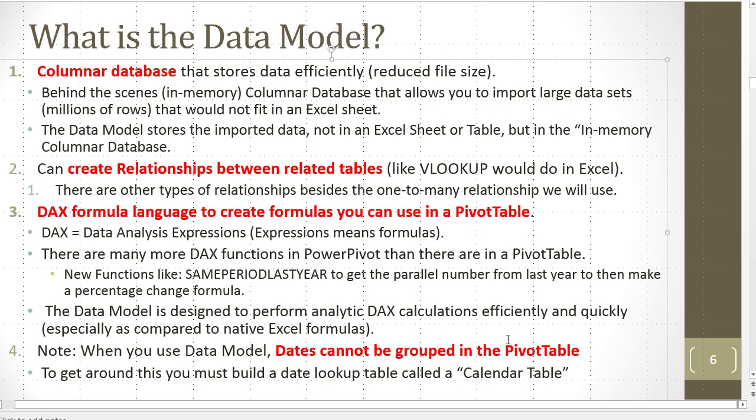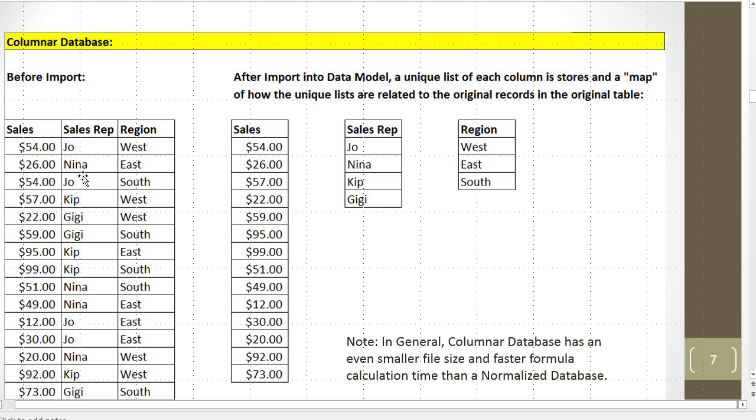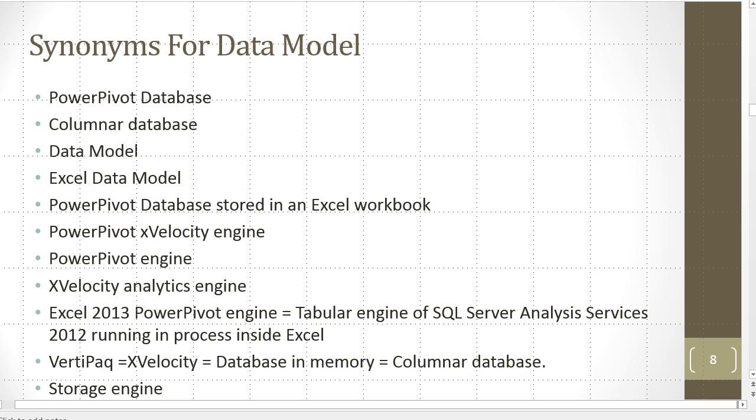Dates cannot be grouped in a pivot table. So we're going to get around that by building a calendar table. And all it will be is a type of lookup table where we look up the actual month name or day name or quarter name or something like that. Now, on the next sheet, the columnar database, we talked about the beauty of this last chapter. We also talked about all the synonyms you might encounter.